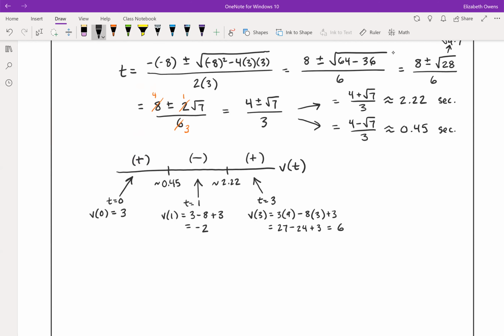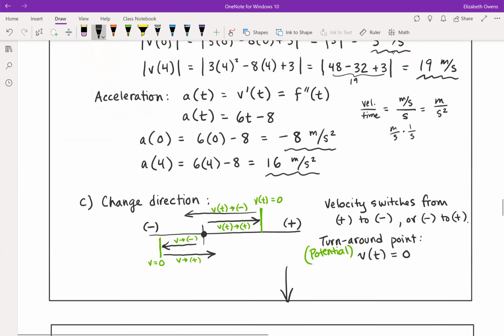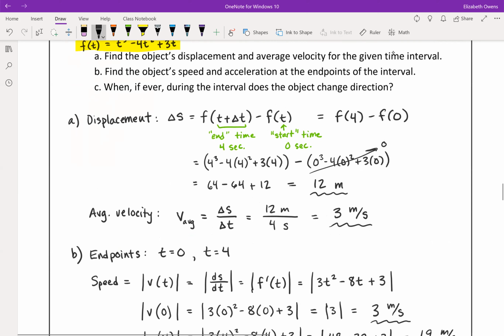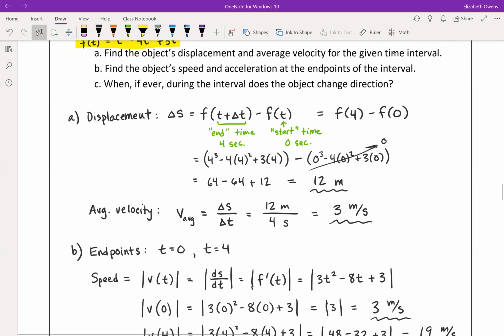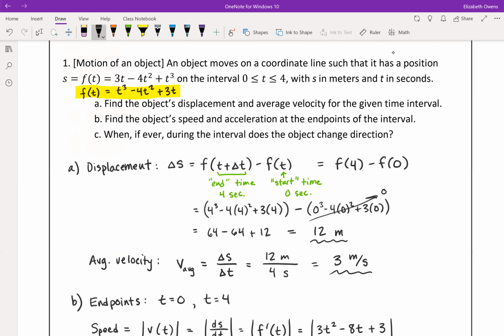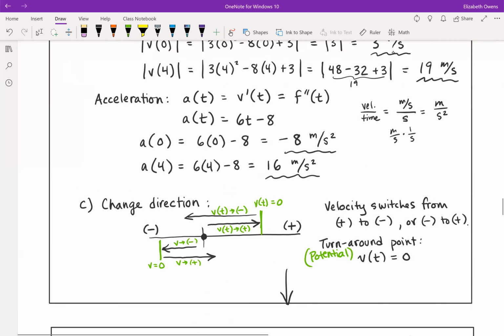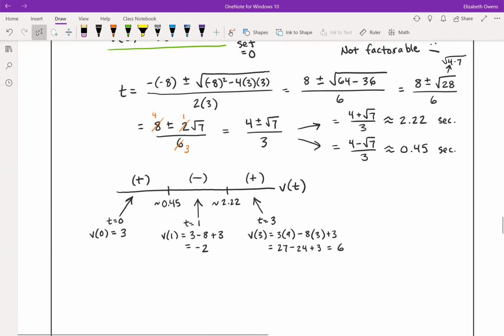And let's see, how was this worded? When, if ever, during the interval, does the object change direction? Okay, and note that, yes, both of those values are actually in our interval. If one of them had been like 6 seconds or something, that would have fallen outside of the interval. So we have 2 solutions here, though.